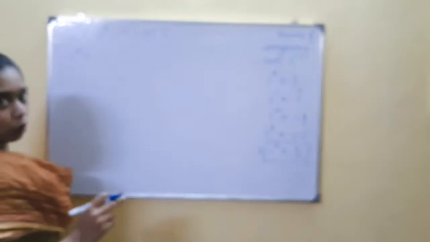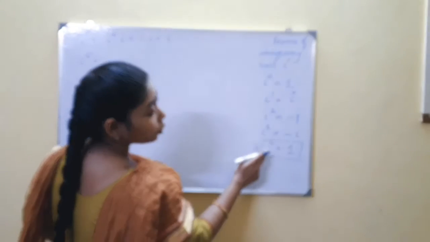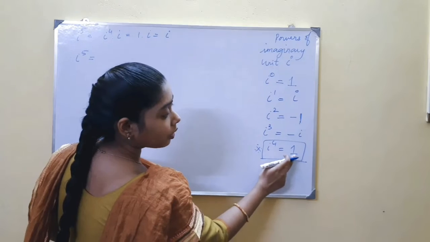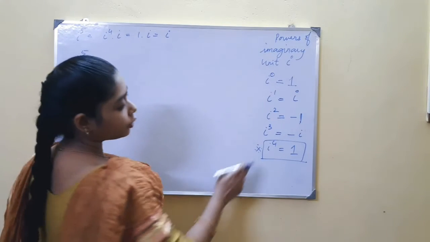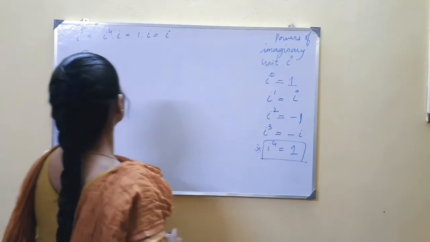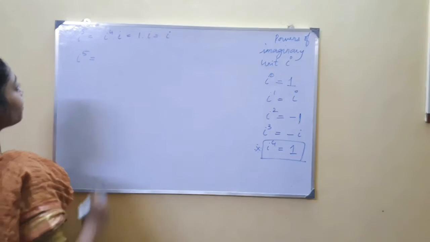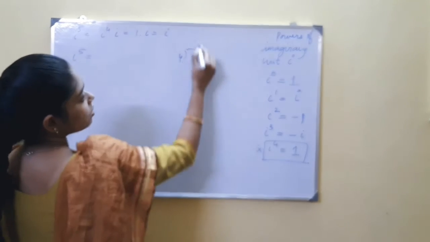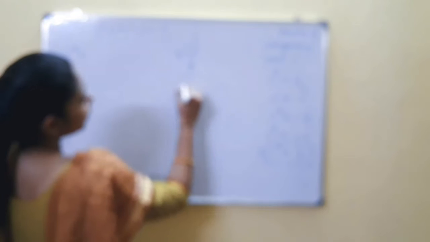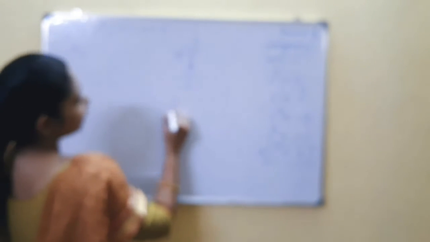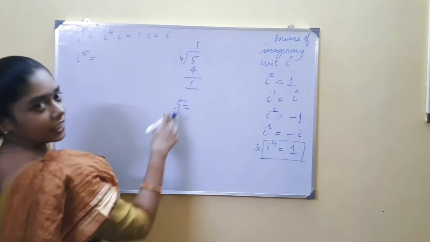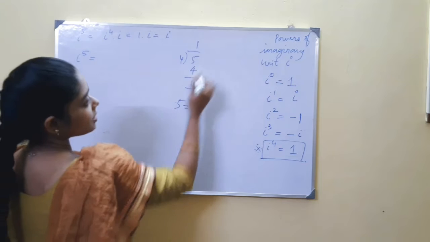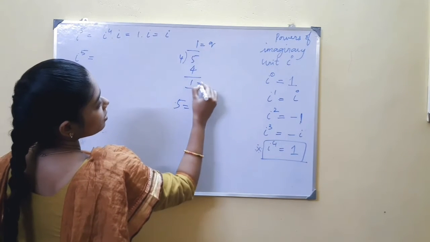i power 5. If we divide this 5 by 4, because I am getting i to the power 4 as unit value, I am just considering that point as a base. I am just dividing 5 by 4. So 1 time 4, remainder I am getting 1. So 5 can be written as dividend equals divisor into quotient plus remainder. This is quotient, this is remainder.